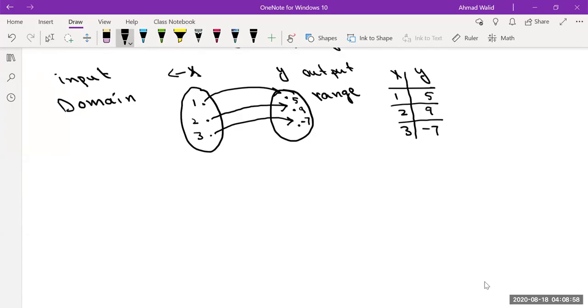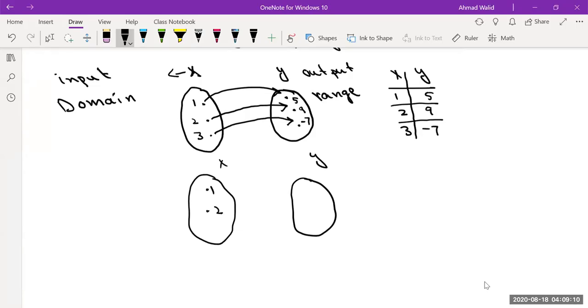Let's explain it more. Let me draw another diagram for you. X and Y. This is your domain, this is the range. For example, X: 1, 2, 3. I have here 4, 5, 6, maybe one more, 7.